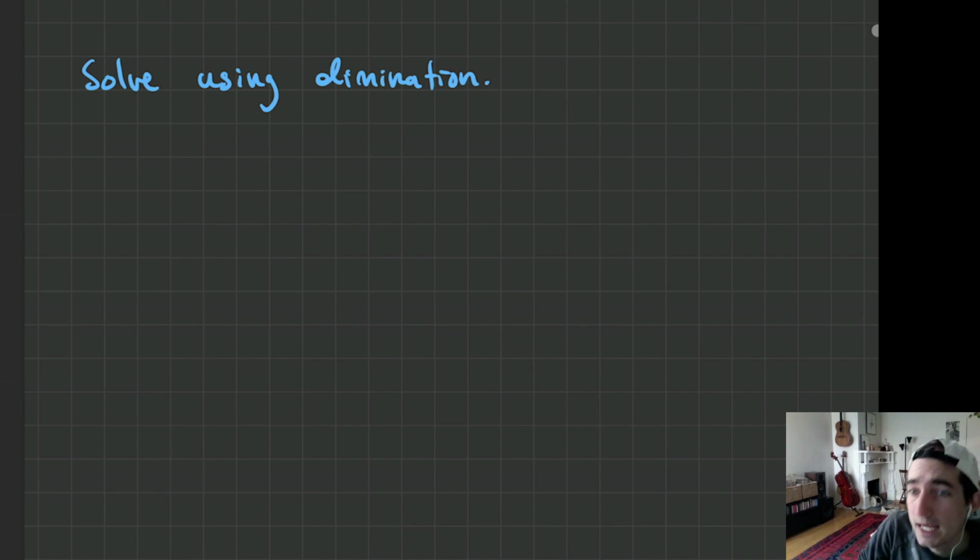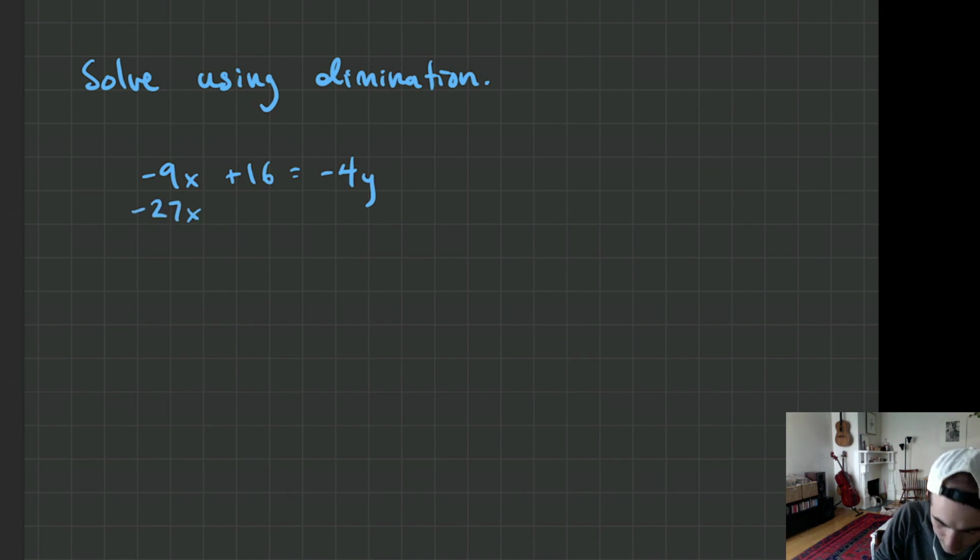Okay, what was it? Negative 9x plus 16 equals negative 4y. And the other equation was negative 27x, or sorry, negative 27, hold on a sec.